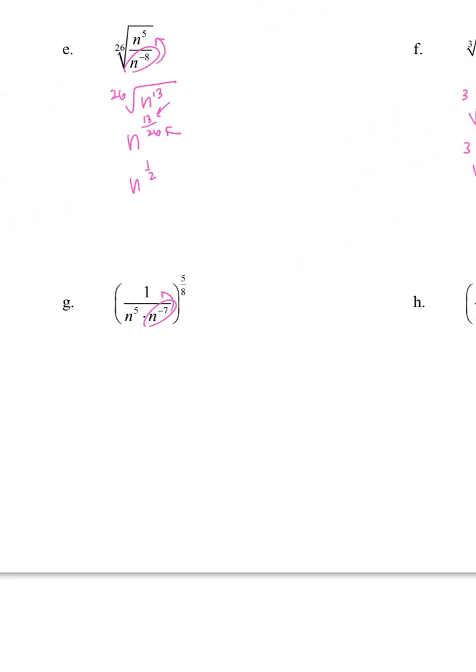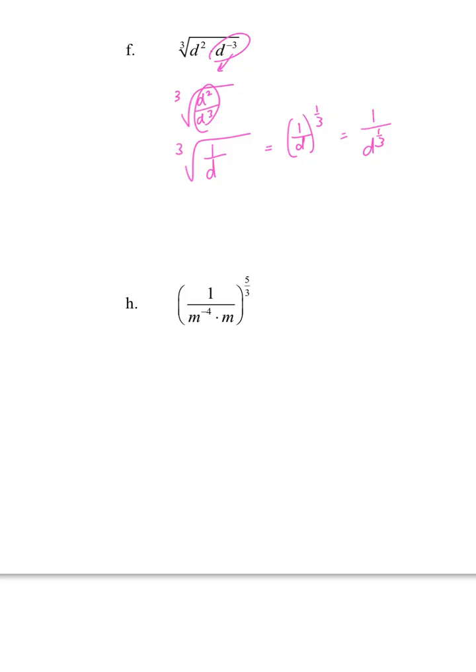I'm going to move this up, n to the 7th over n to the 5th. All of this still to the 5/8. I'm going to simplify this stuff, which becomes n squared to the 5/8. And then those multiply together to be n to the 10/8. And then lastly, this I'm going to move up. That simplifies to be m to the 3rd. Multiplying those together, we get m to the 5th.